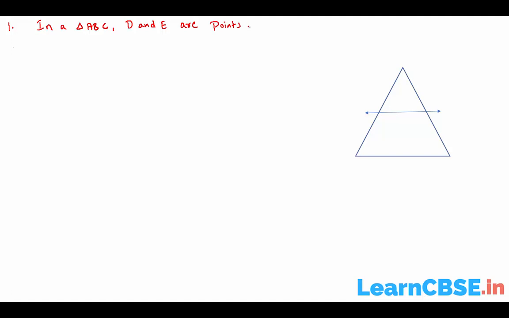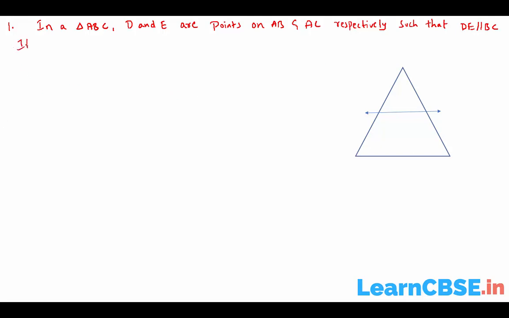Problem based on triangles. First problem, the triangle ABC, D and E points on AB and AC respectively, such that DE parallel to BC.